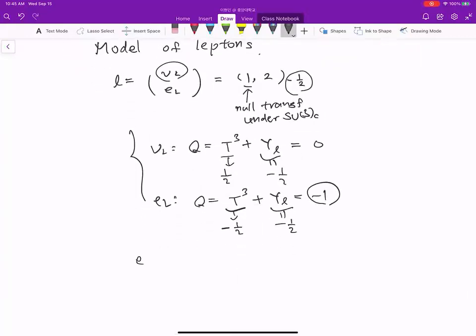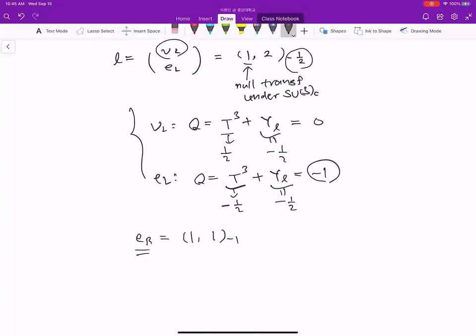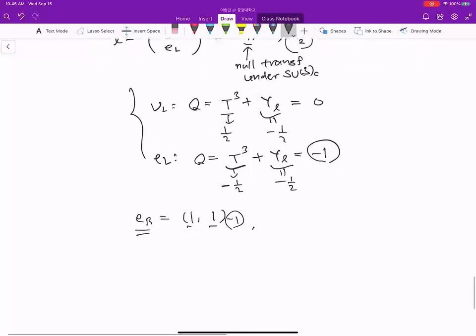And also the right-handed electron, (1, 1, -1). It's a very dull object. It doesn't transform under SU(3), it doesn't transform under SU(2), but it has hypercharge -1. So you can also check explicitly. In this case, the hypercharge of the right-handed electron is the same as the electromagnetic charge of the electron.